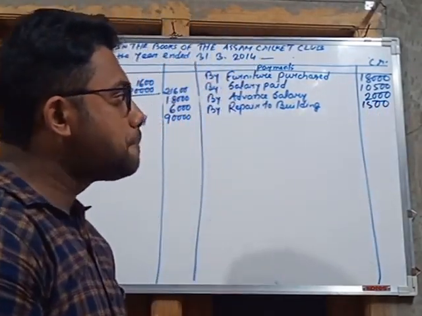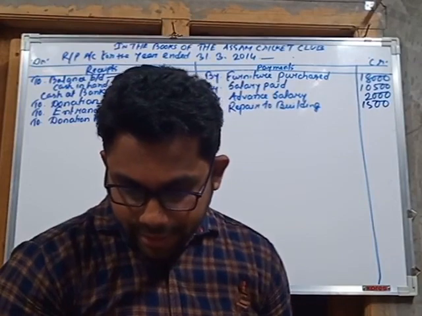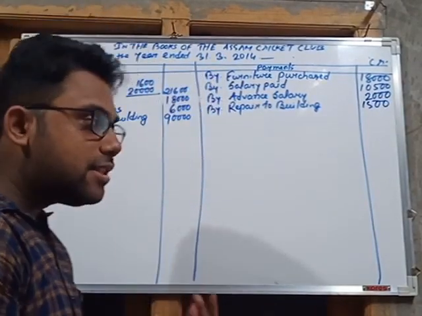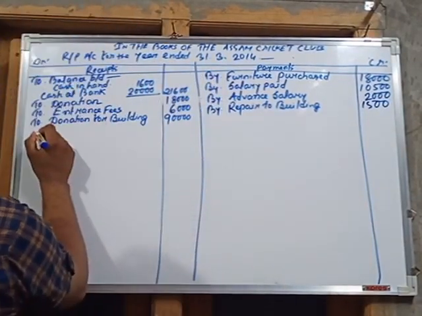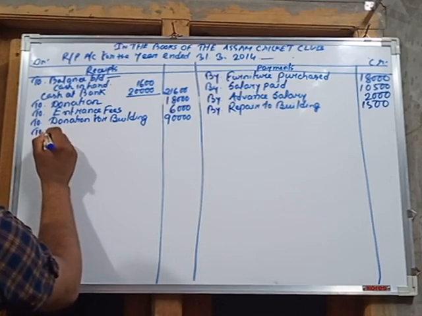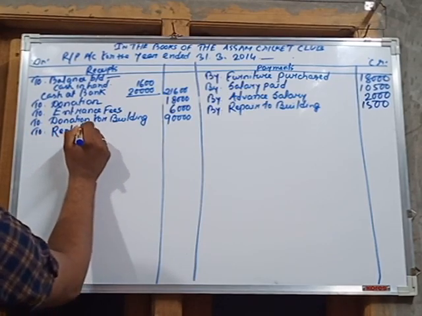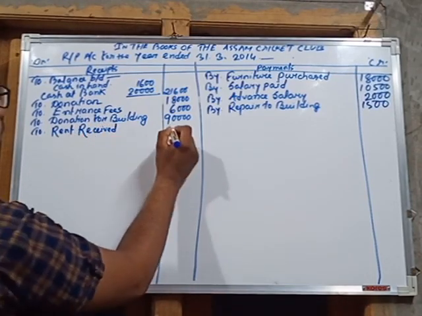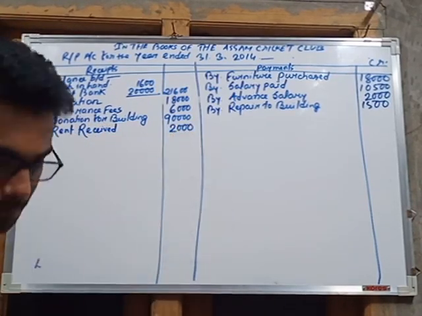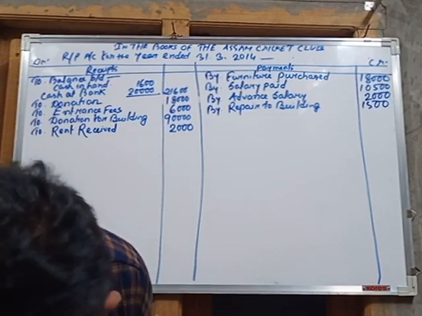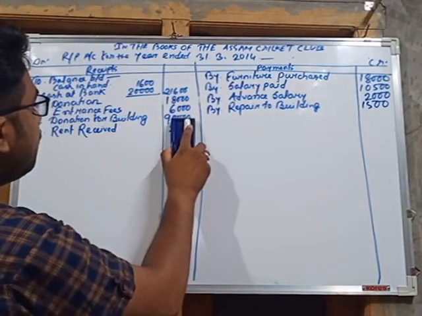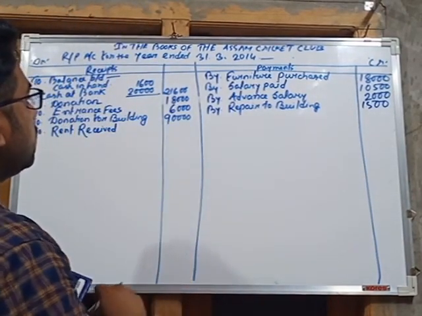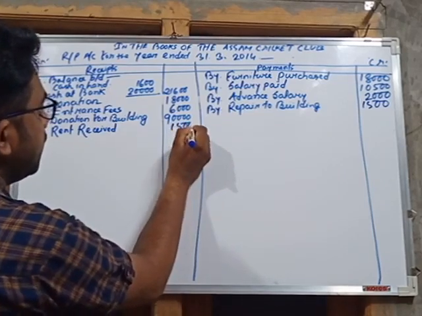Next, another term is rent receipt. Rent receipt is a receipt for the non-trading organization. It comes in the receipt side, to rent receipt rupees 2,000. Sorry, not 2,000, it is 1,500.